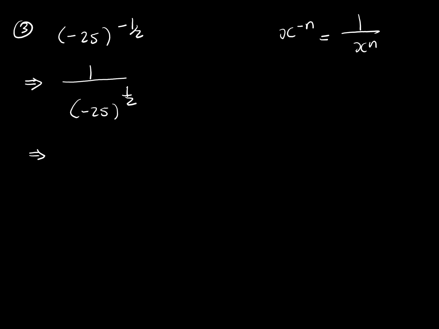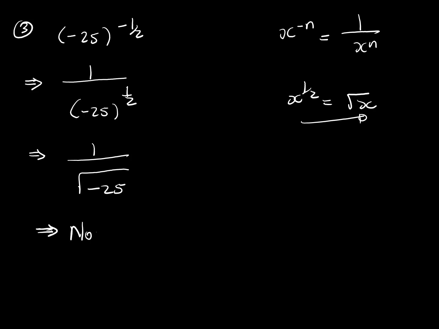We know that if I have x to the power 1 over 2, this can be written as the root of x. So I need to write this as 1 over the root of negative 25. Look at this. We have the root of a negative. If you punch the root of a negative in your calculator, it's going to give you an error. So what can we conclude about that? We know that the root of a negative number is non-real. Then you're going to conclude and tell your teacher that this is non-real. I hope this makes sense. I hope you are happy with how we worked on this one.